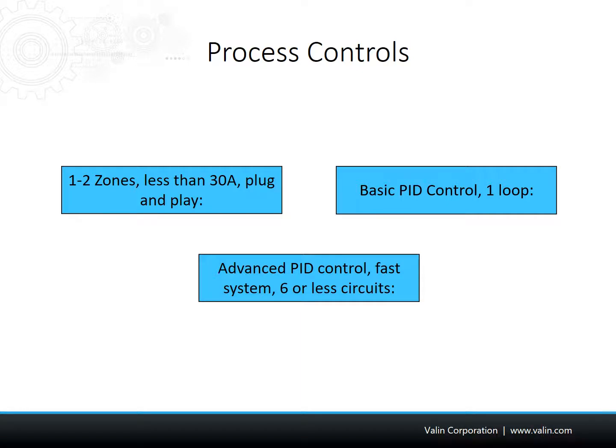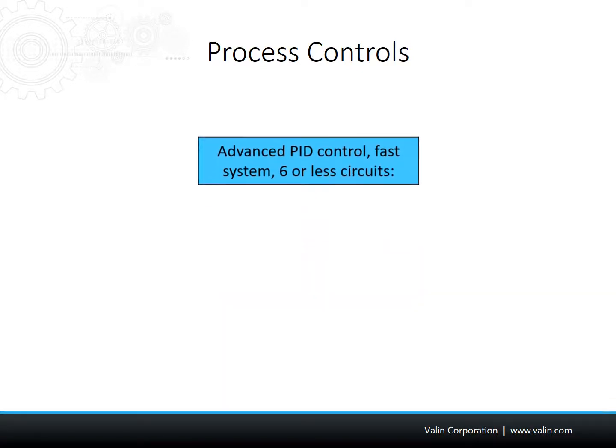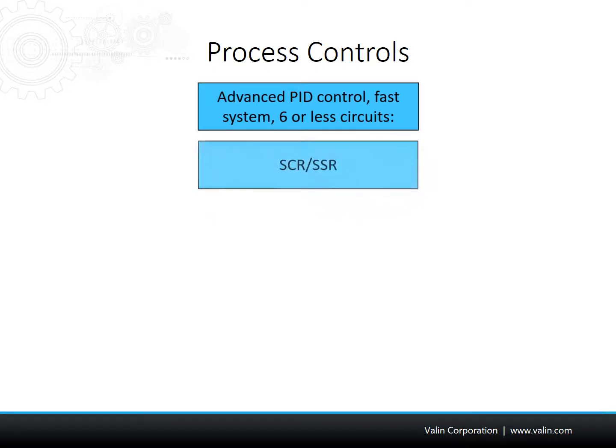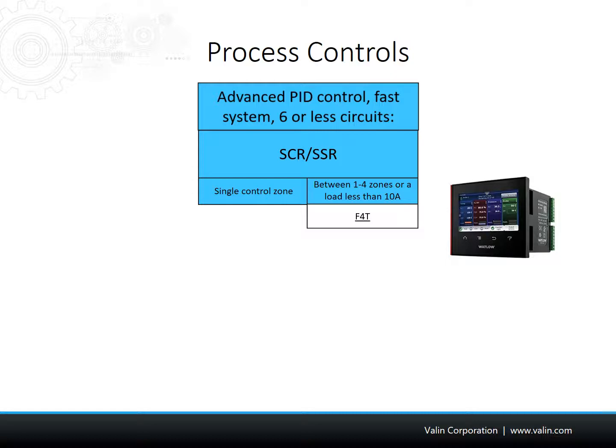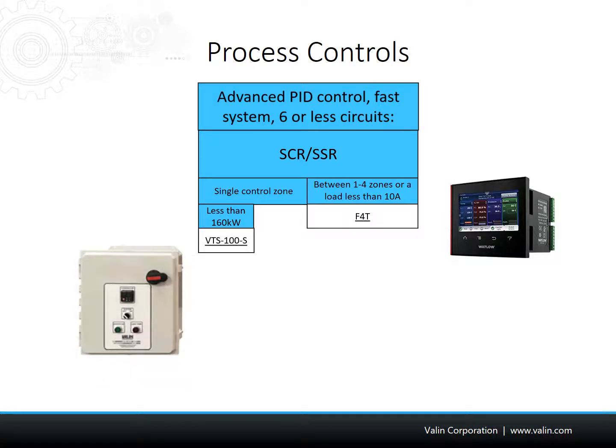For systems requiring advanced PID control, a fast thermal system, or 6 or less circuits, we would need to look into our SCR or SSR panels. If you require between 1 to 4 zones of control or a load less than 10 amps, we can use the F4T as it has integrated SSR power switching. If you have a single control zone that's less than 160 kW, we can use our base code of VTS-100-S. If it's above 160 kW, we would need to consult engineering for a custom product.